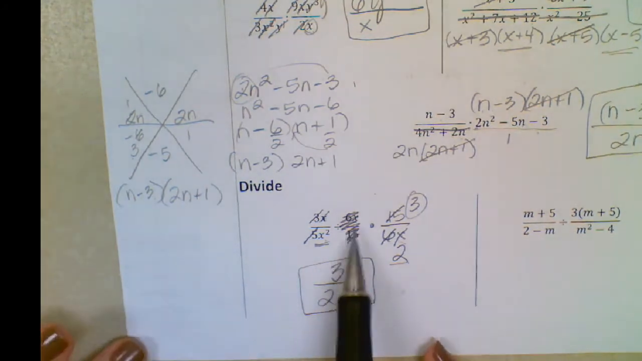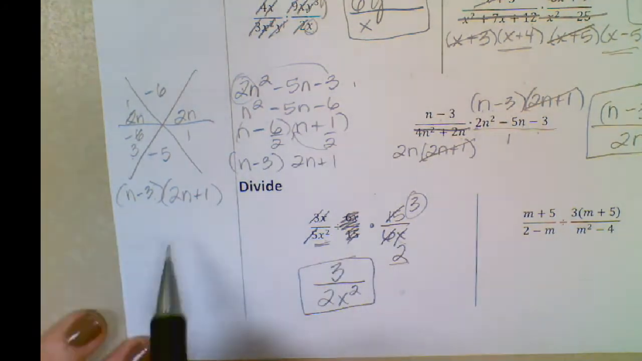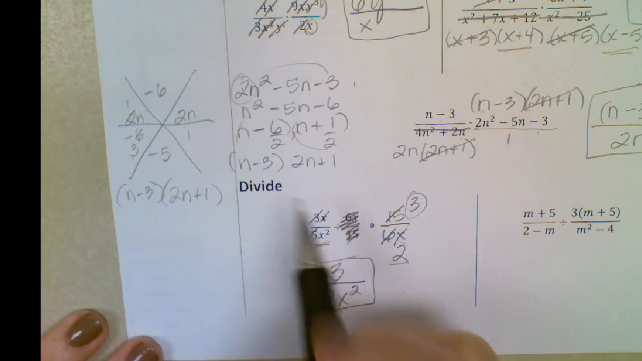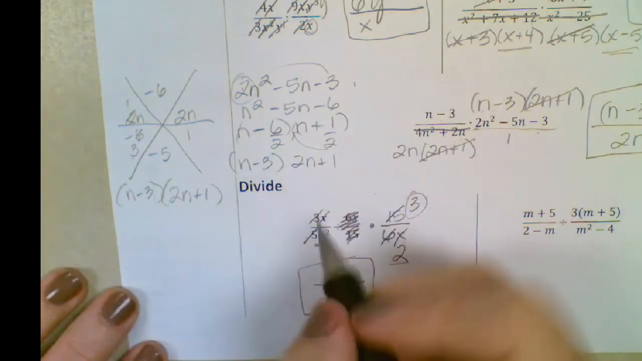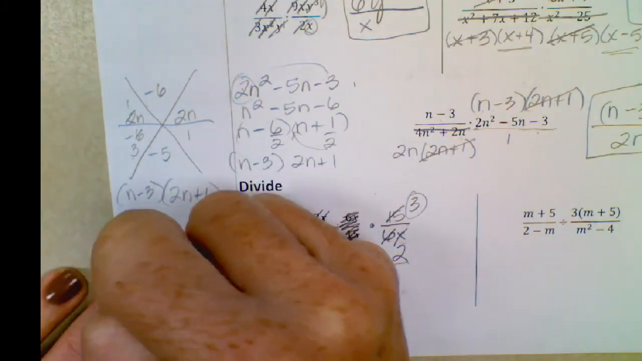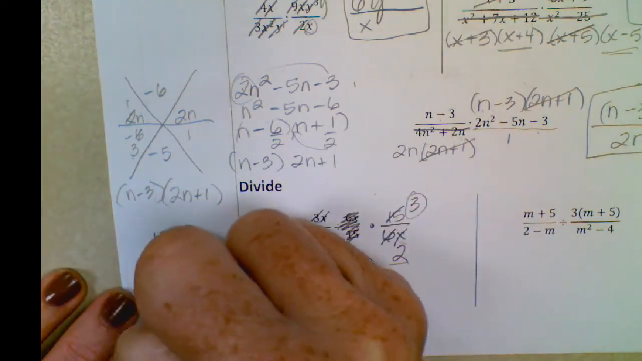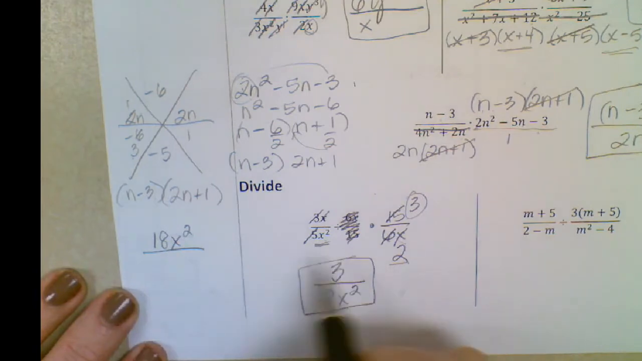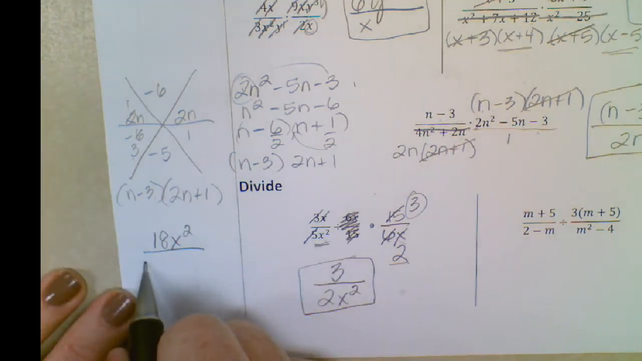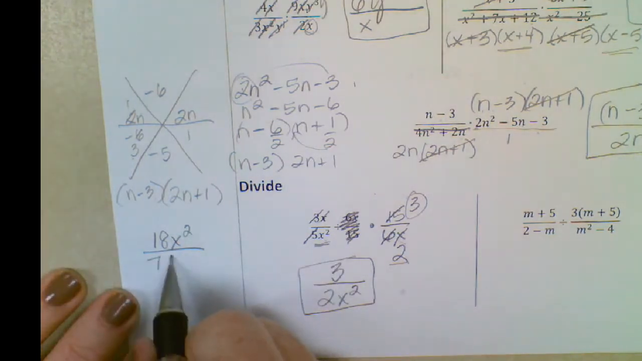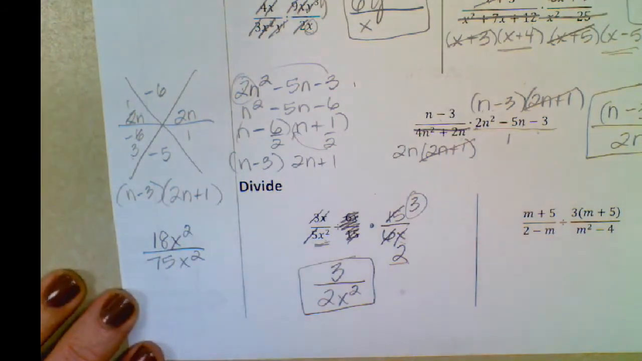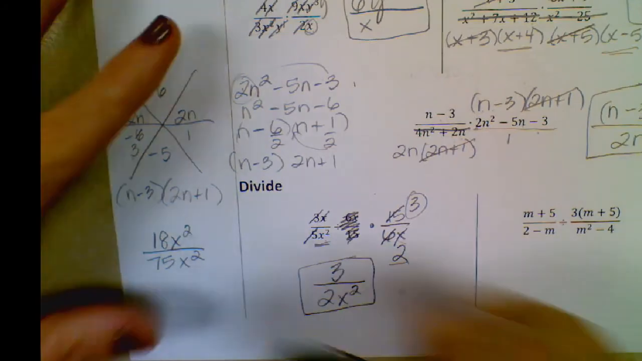Now, if you feel the need to, you can always multiply the top together and then divide. So here I would have 3 times 6, which is 18, and x squared. And on the bottom I would have 5 times 15, which is 75 x squared. So you can definitely do that. Oh, excuse me, I didn't flip mine over, did I?